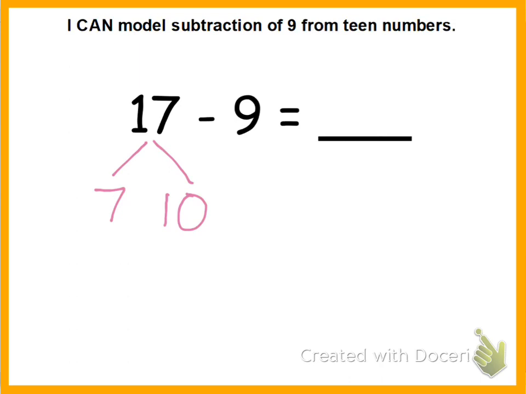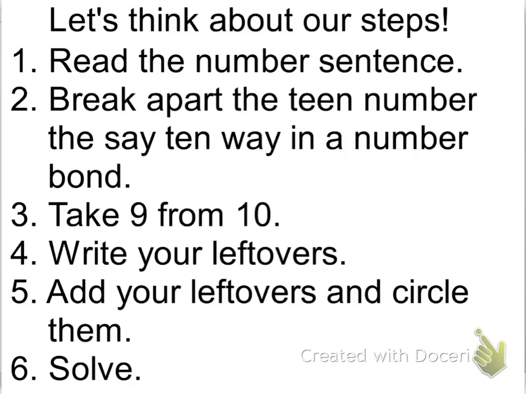Now the reason why I put 10 right there is because later on in just a moment, you're going to see that the 10 being closer just makes things a little bit neater, or makes a little bit more sense, for that 10 to be closer to that 9, or whatever number we're taking away. So we read the number sentence, broke apart the teen number, the say 10 way, in a number bond. Now we're going to take 9 from 10.